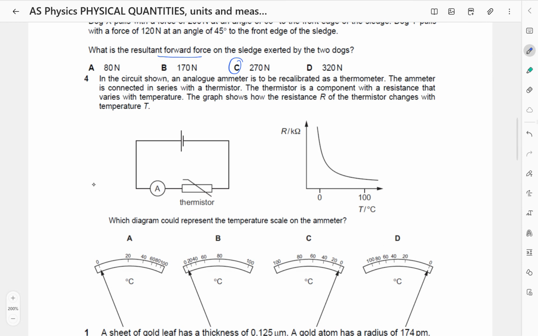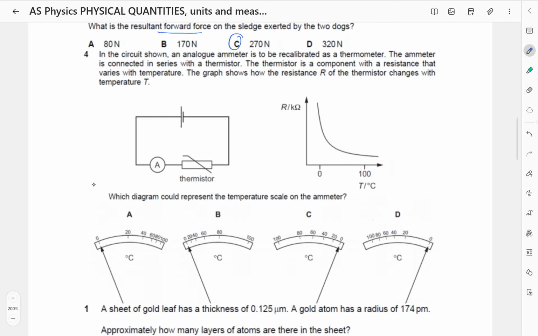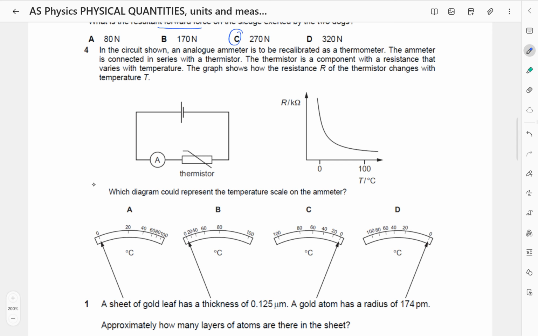In the circuit shown, an analog meter is to be calibrated as a thermometer. The ammeter is connected in series with the thermistor. The thermistor is a component with a resistance that varies with the temperature. The graph shows how the resistance R of a thermistor changes with the temperature. Which diagram could represent the temperature scale on the thermometer?